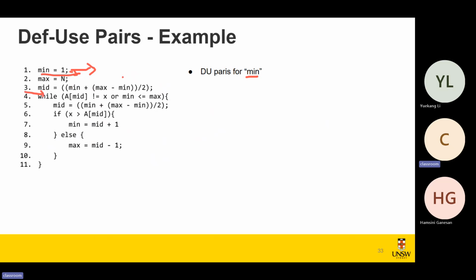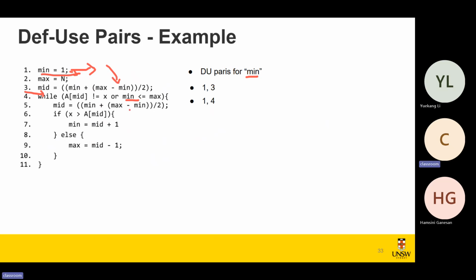So is there a def-use pair between 1 and 3? Yes, right. Because we can execute from 1 to 3. And we are not redefining the value of mean in between. So 1 and 3 is a def-use pair. Can you quickly identify another one from this program? 1 and 4, right? So 1 and 4 is another one.